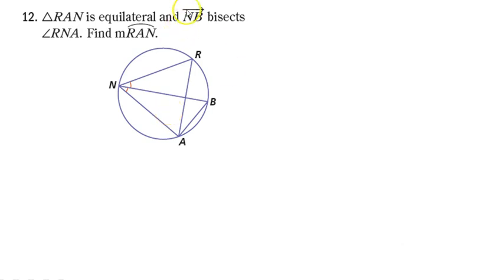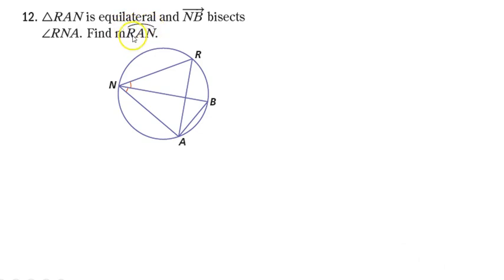And we know that NB, this ray from N to B, bisects RNA. So that means that each of these two angles would have to be 30, because we know that this whole angle RNA has to be 60 based on the fact that we have an equilateral triangle. And we're asked to find the arc.